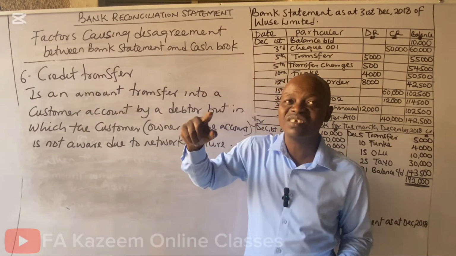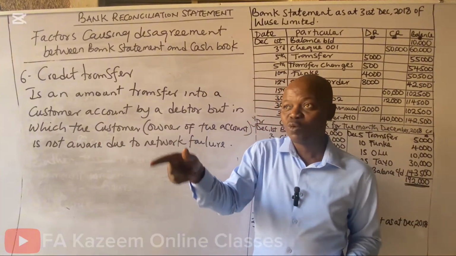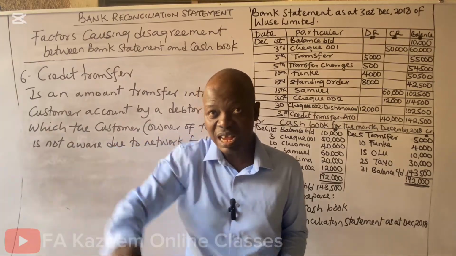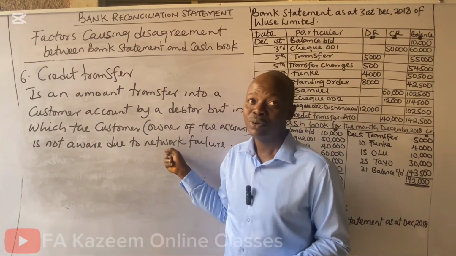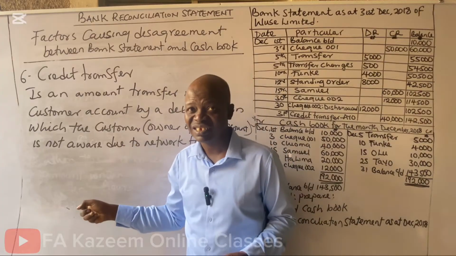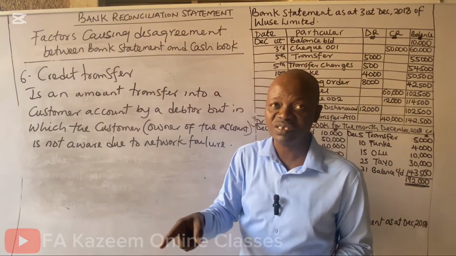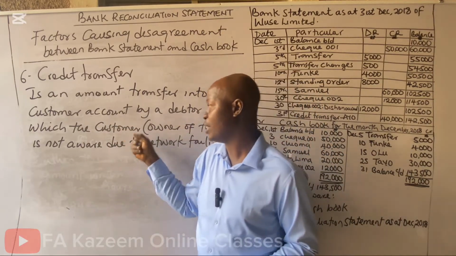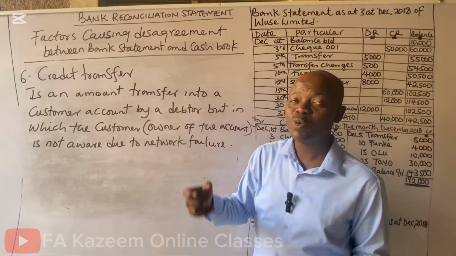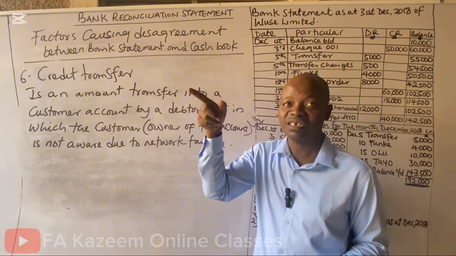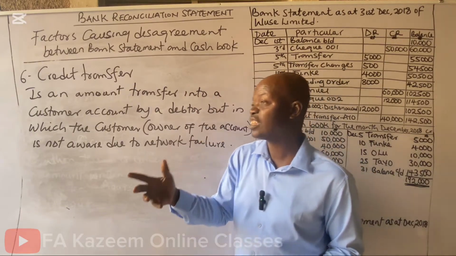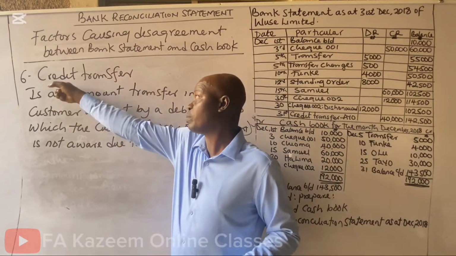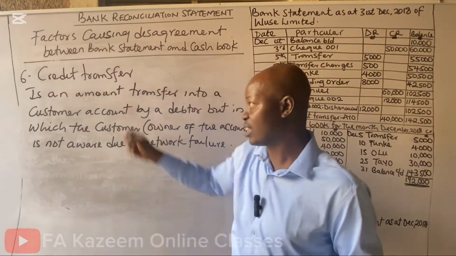But it needs the bank to send an SMS to the customer that one of your debtors has transferred money into your account. But where there's network failure, the customer may not receive this alert till the end of that month, where a reconciliation has to be made. Not that the customer will not later be aware, but he will only be aware when he receives the bank statement from the bank. And if the bank statement has not been sent, the customer may not be aware that a third party has transferred money into his account.